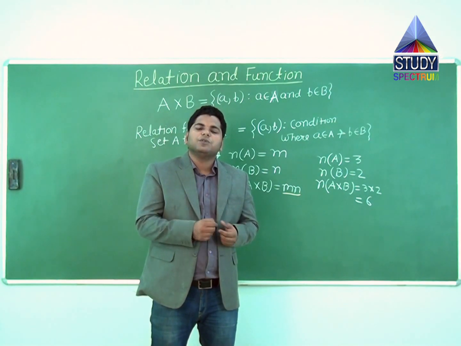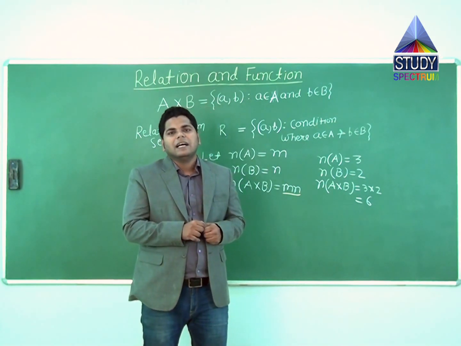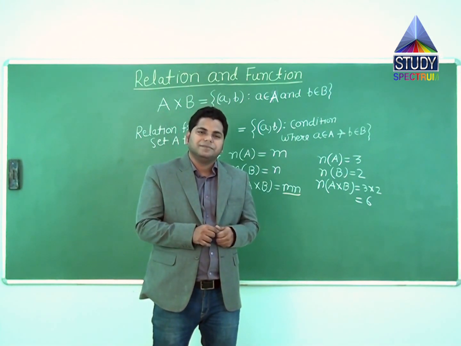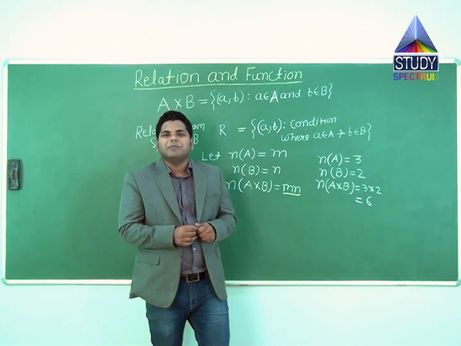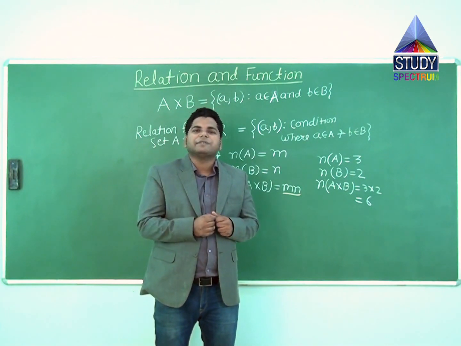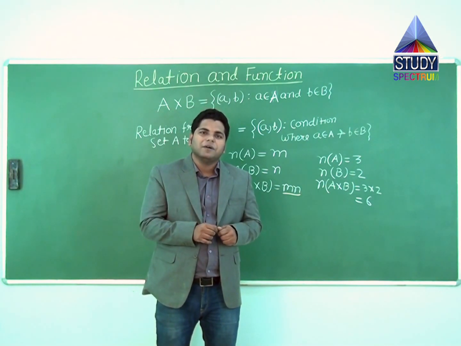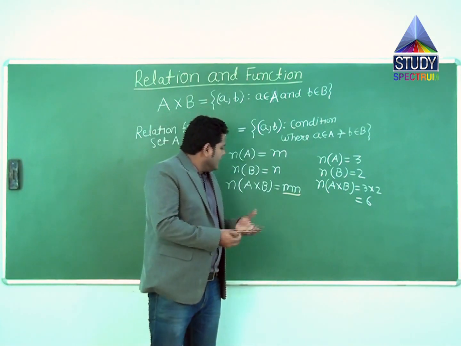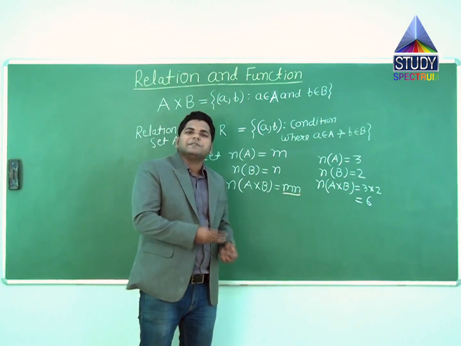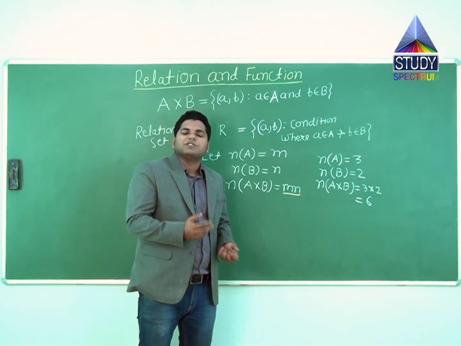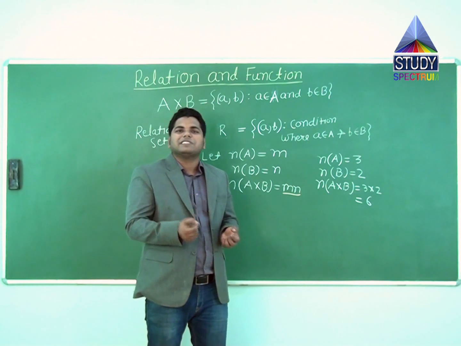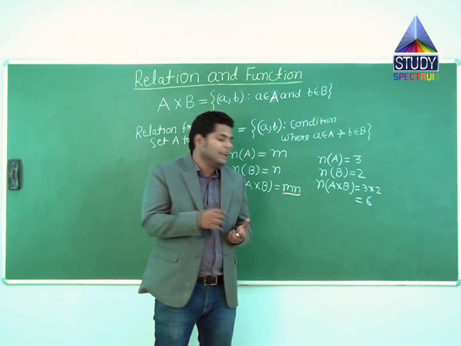Thereafter we move to relation, and we have talked about relation, that relation is a subset of A cross B. Let us recall some basic concepts. If a set has n elements, the number of subsets possible is 2 to the power n. So if A cross B has mn elements, then how many subsets will be possible? The number of subsets possible will be 2 to the power mn, because if a set has n elements, the number of subsets possible is 2 to the power n.